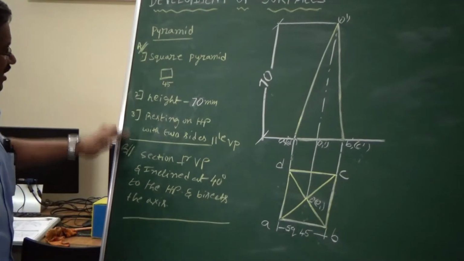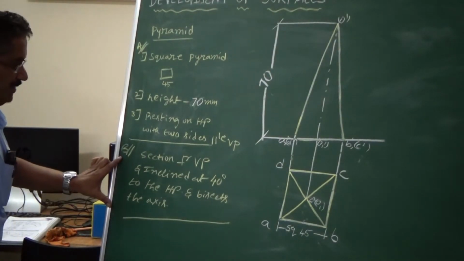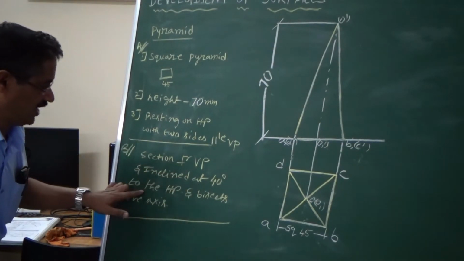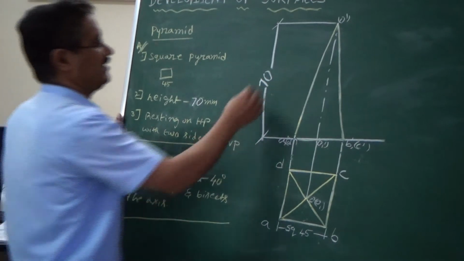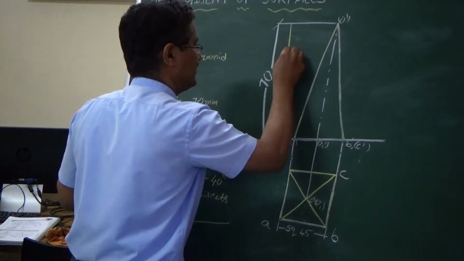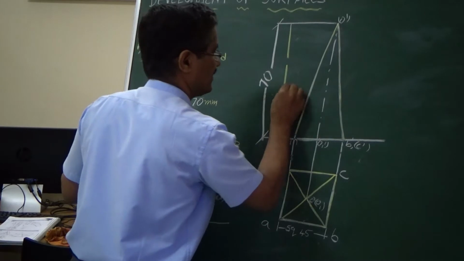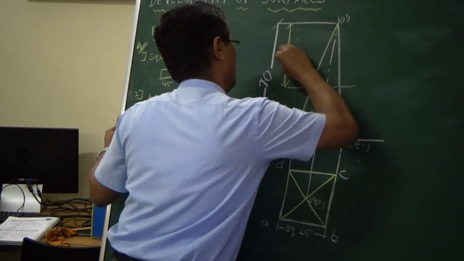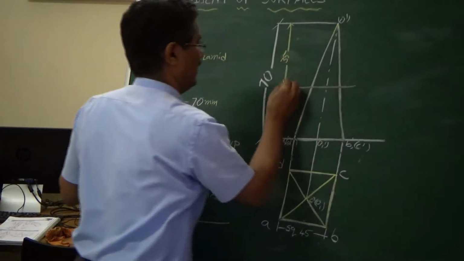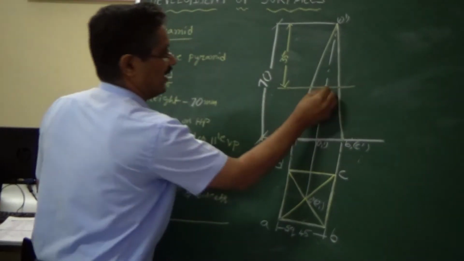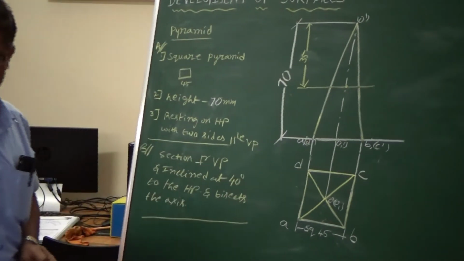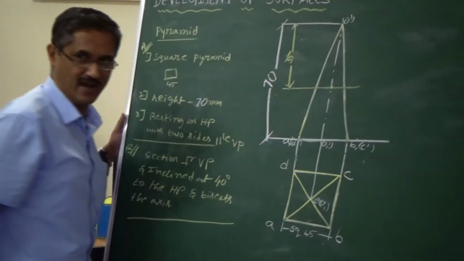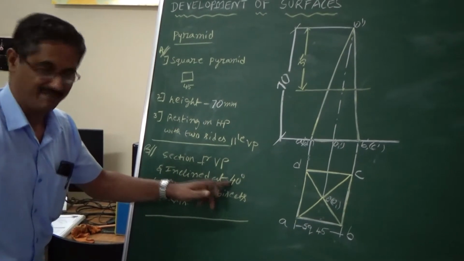Now we have done this part A. Now coming to part B. You have to pass a section plane inclined at 40 degrees to the HP and bisecting. Bisecting means you have to take half the distance. What is half of 70? It is 35. So let me take 35 from the apex and mark one line, and this will be the bisecting point for me. At this point I have to draw my section line. At what angle? At 40 degrees.